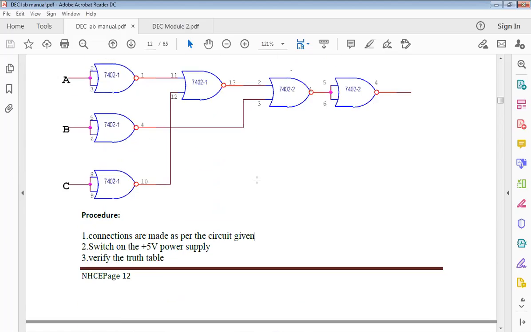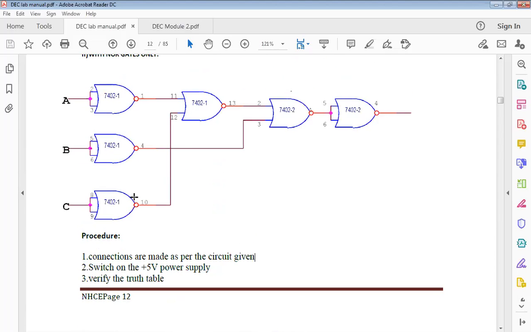And every IC will need some supply to work. So we will need about plus 5 volts for the supply. We connect it, and the next part is that we verify the truth table.